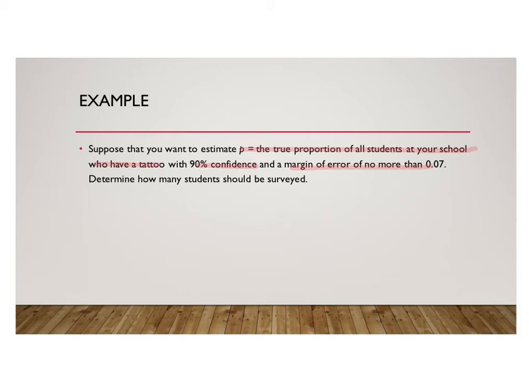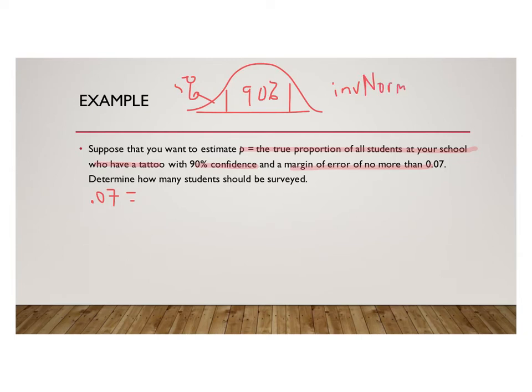And for us to determine our number of students who should be surveyed, we're going to do something very similar to the previous example. First thing we're going to do is set up our margin of error, and that's going to equal, now for a 90% confidence interval, remember you're thinking in your mind, if you were to draw a bell curve, you want the middle 90%. That means there's 5% on the lower end. So to find your critical value or your z star, you're going to do an inverse norm of 0.95. This should give you about 1.645.